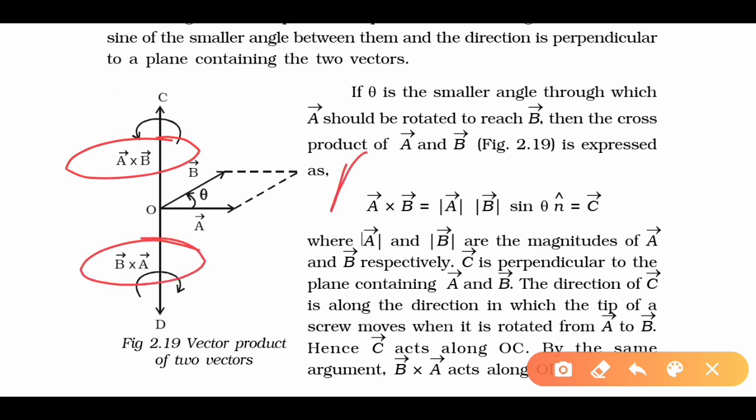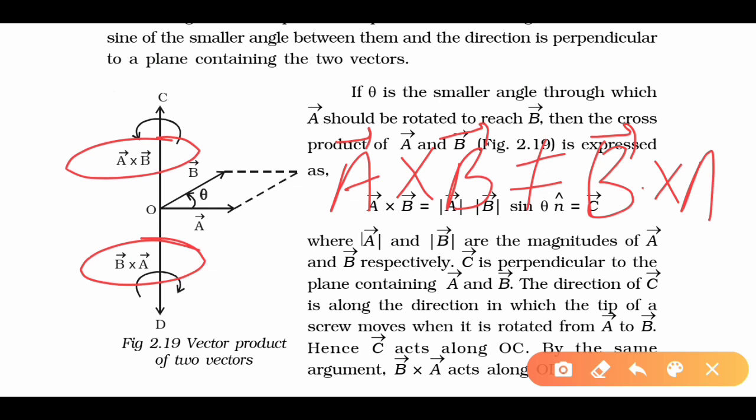And remember that A cross B is not equal to B cross A, because the magnitudes are the same but the direction is different. So these quantities cannot be equal to each other. Okay, so remember this one.